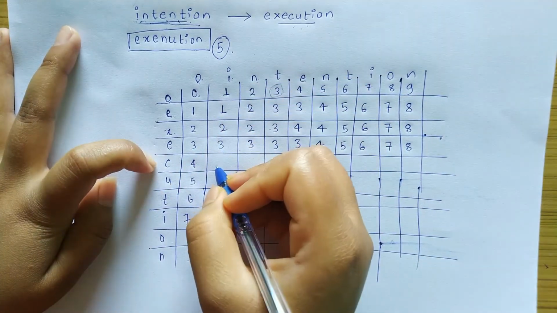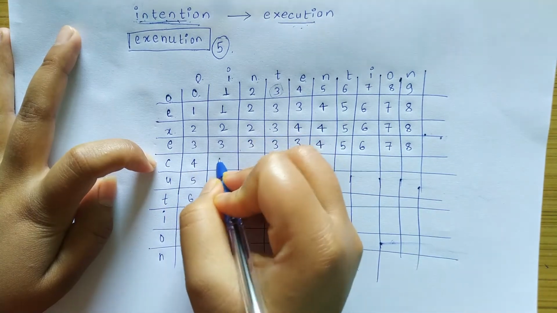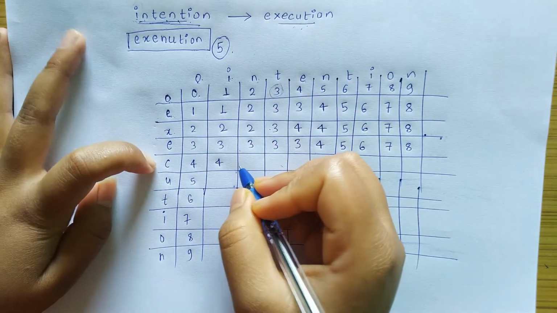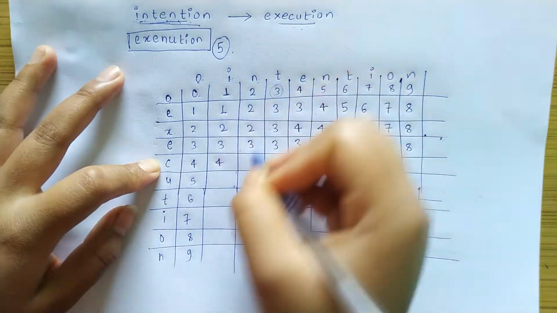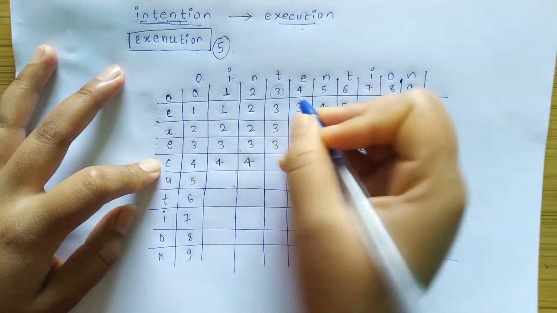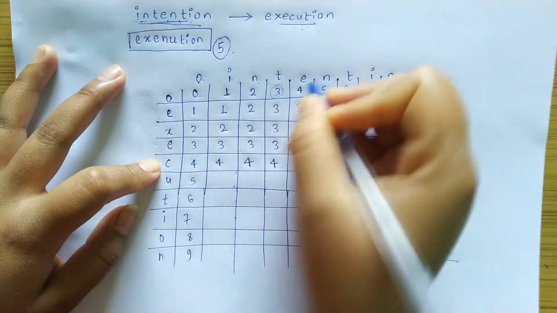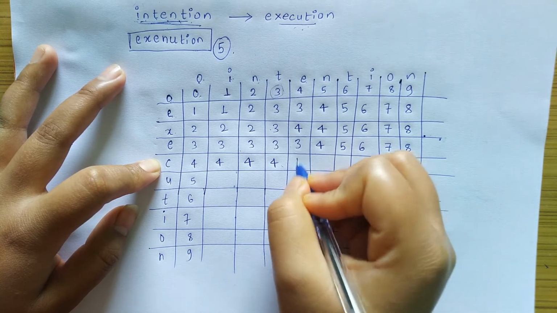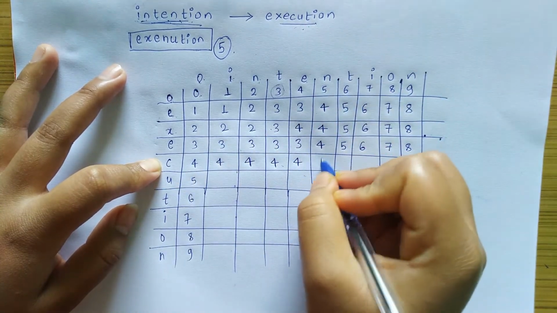C and I, they are again not same, so 3 plus 1, 4. C and N, 3 plus 1, 4. C and T, 3 plus 1, 4. C and E, 3 plus 1, 4. C and N, 3 plus 1, 4.